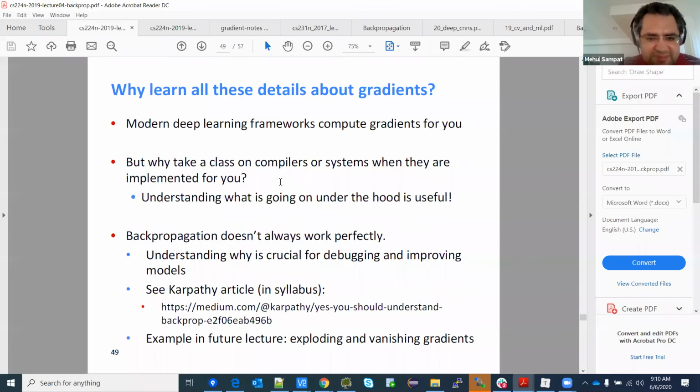Okay. And then there are some notes about why modern frameworks will compute all this for you, so why even learn it? But he says it's good if you understand this, and I agree, for debugging and improving models. Andrej Karpathy also has a really nice blog on why you should understand backpropagation. He talks about backpropagation being a leaky abstraction.